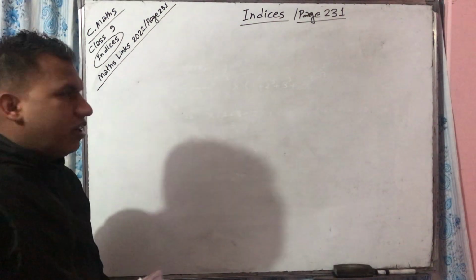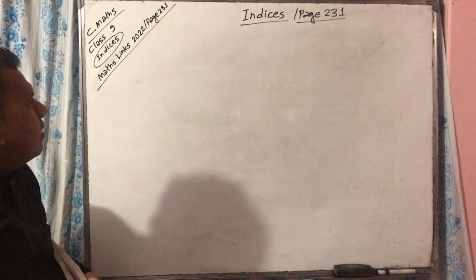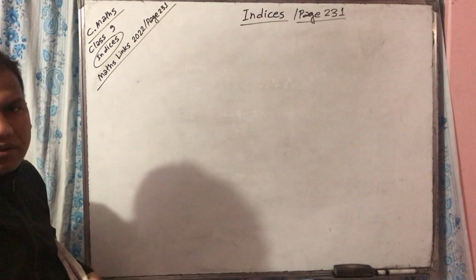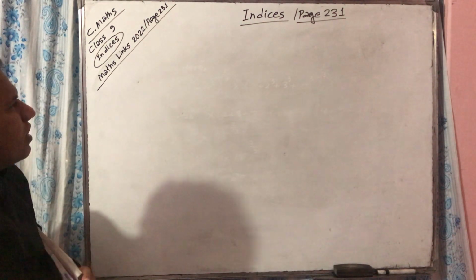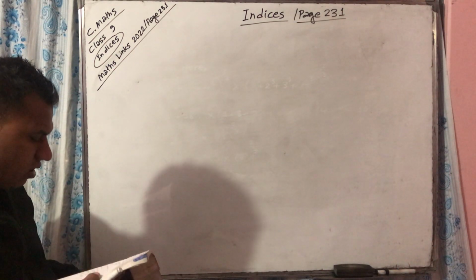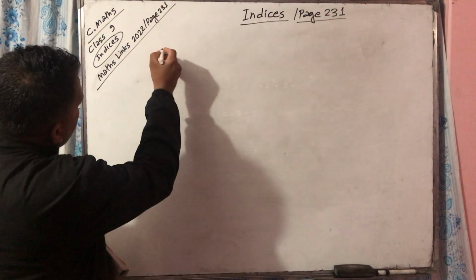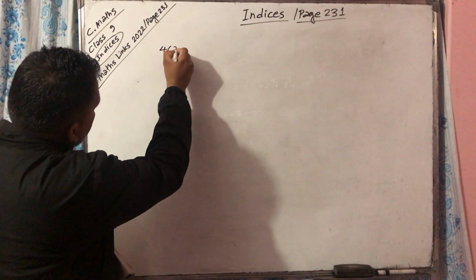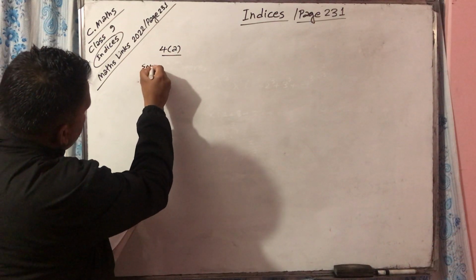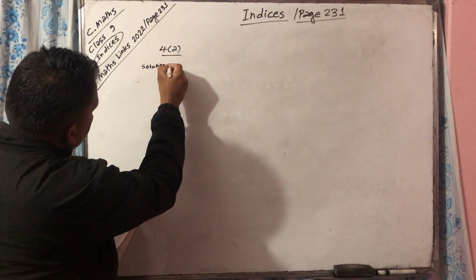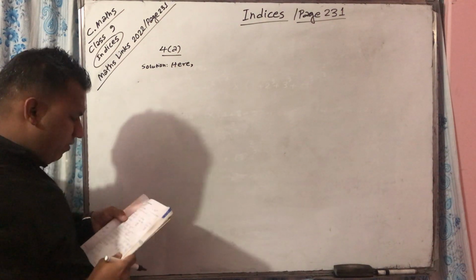Okay, students, good morning. Today we'll do some questions from Compulsory Mathematics, class 9, Math Things 2022 edition, page 231. Today our topic is indices. Let's start from question number 4, question 4a. Solution here. On 4, we have to simplify the given question.